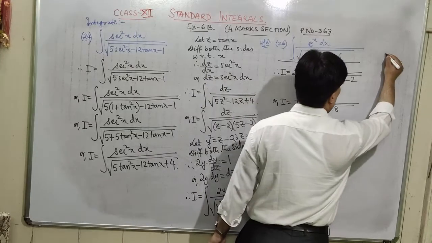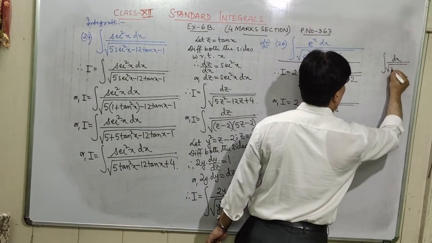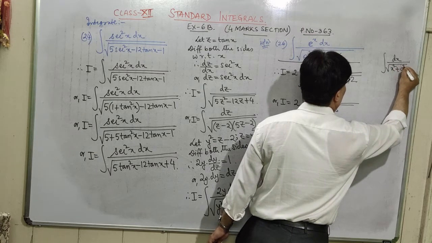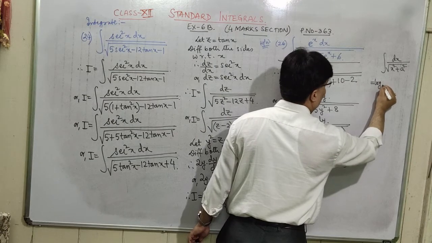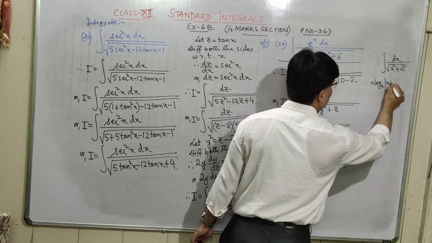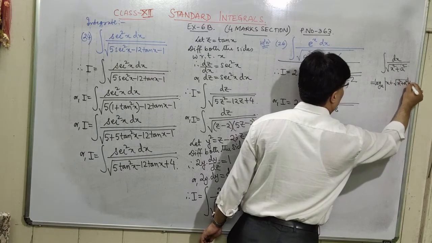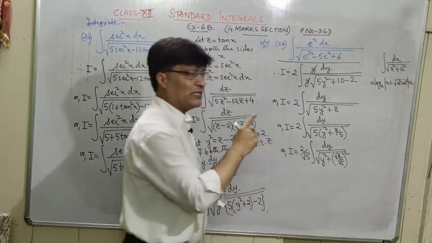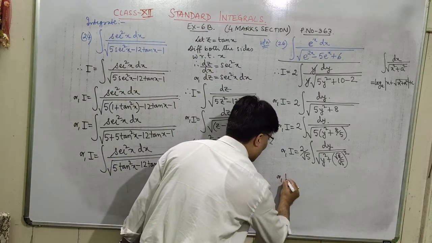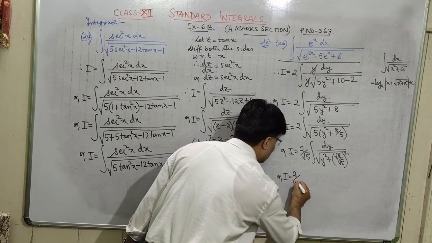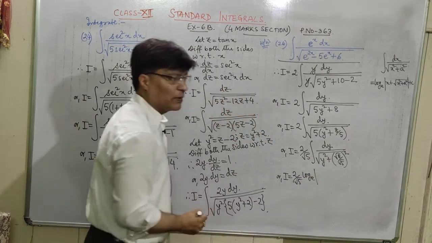So this is the standard form, integration of dx divided by root over x square plus a square, which is equal to, what is the formula? Log base e within mod x plus root over x square plus a square, mod sign closed, base e plus c, right? So similarly, y is equal to 2 by root 5 is constant, you have to write it, log base e within mod.